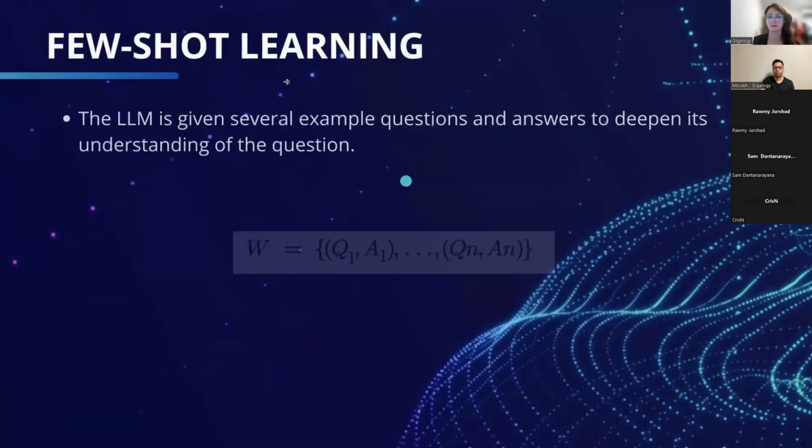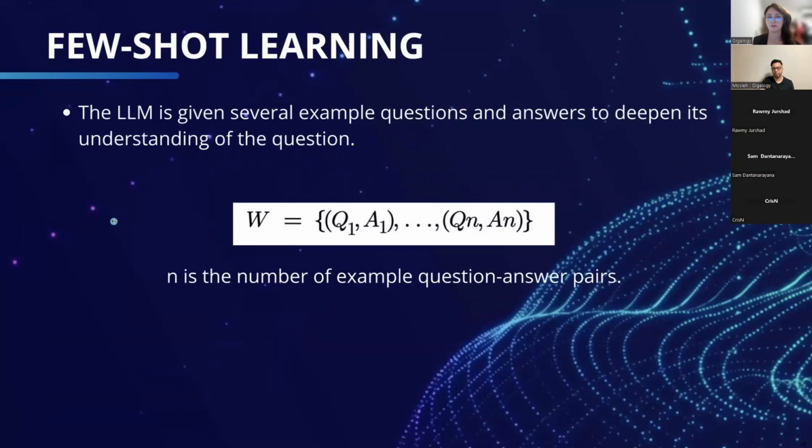Next, we have few-shot learning. In this prompt engineering technique, you provide several examples of questions and answers. What it does is help the GPT model better understand the context of your question, if you provide some similar questions and answers. And it also helps it know, okay, this is how I should reply in this format or in this tone as well.